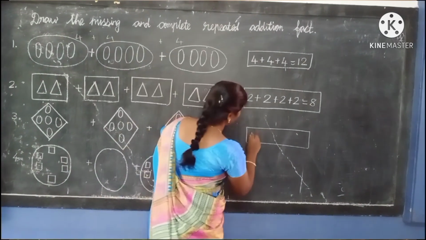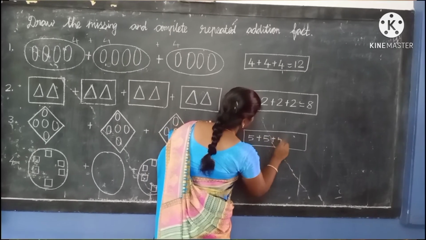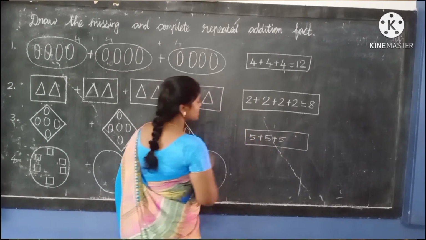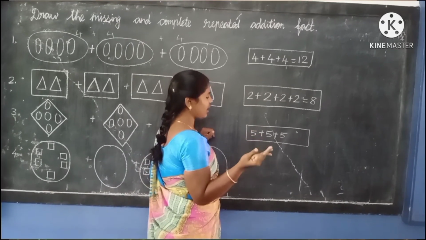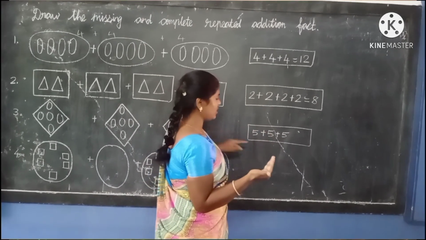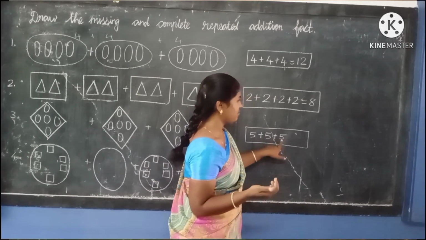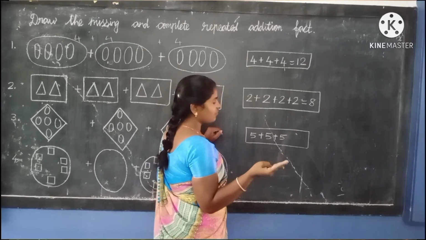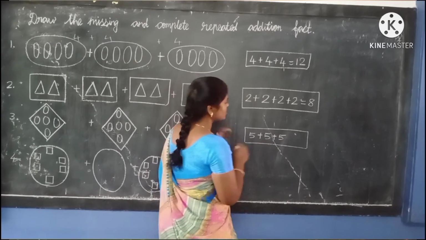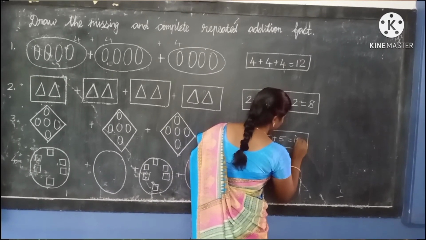So we write 5 plus 5 plus 5. 5 plus 5, 6, 7, 8, 9, 10. 5 plus 5, 10. Again we add 5. 10 plus 5, 11, 12, 13, 14, 15. So 5 plus 5 plus 5 is 15.